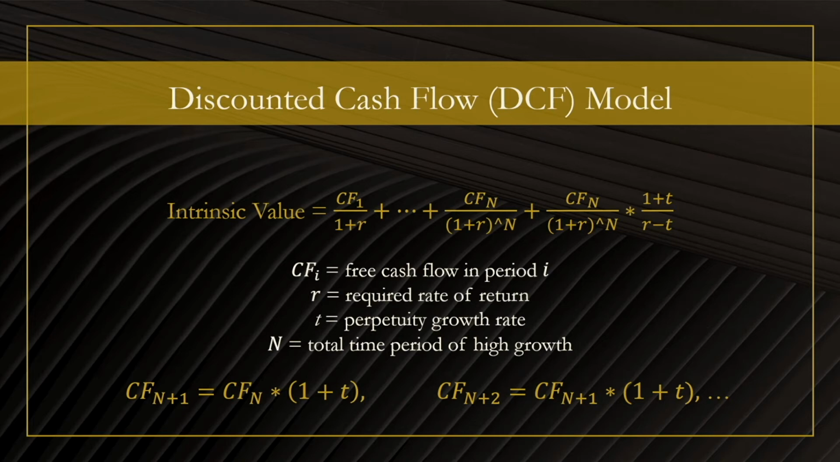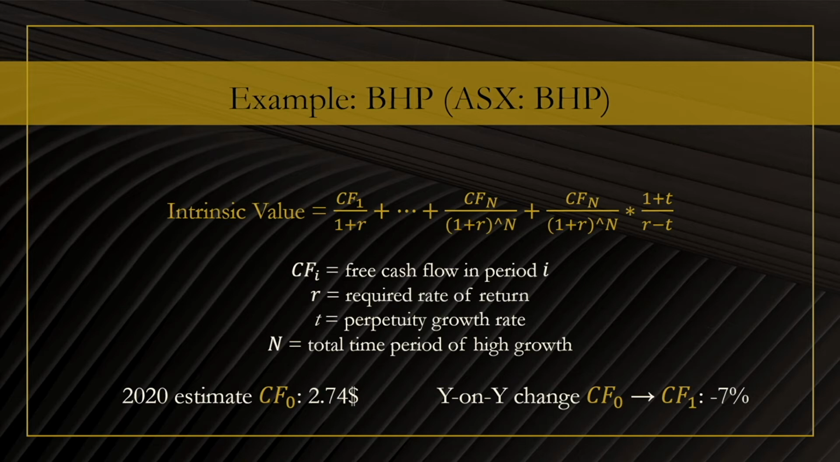Okay, we are now ready to look at examples. And we will start by looking at the mining company BHP. So the first step is to estimate the free cash flow for 2020 and the free cash flow for 2021, here denoted CF0 and CF1. So for now, I will actually just show you the results. So for 2020, the free cash flow is estimated to be $2.74 per share. And for 2021, we estimate that the cash flow will be 7% lower. So now I want to explain how I got those two numbers, and we will see all of that on the next slide.